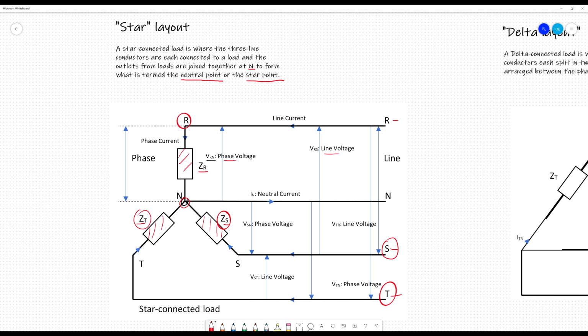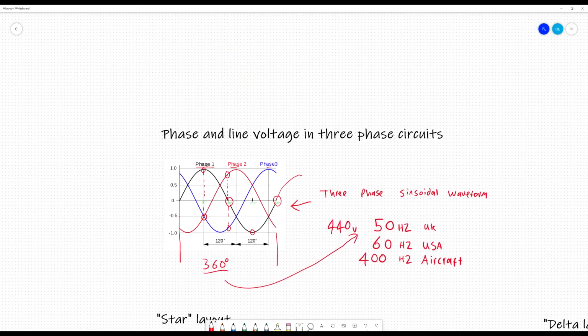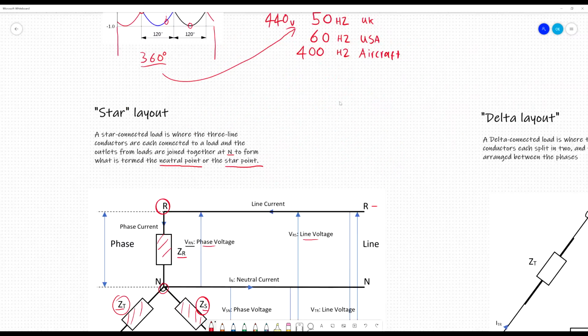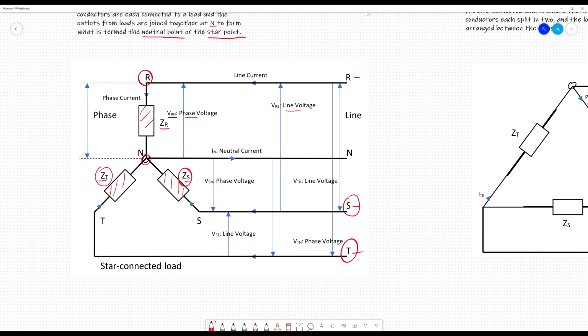Well, what does that mean? Line voltage is what I showed you on the chart above. Line voltage here is the voltage between any phase and any other phase that you choose at that point. So, for example, the line voltage here is between phase R and phase S.